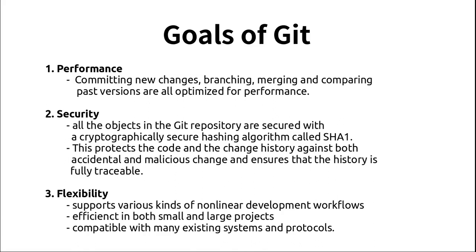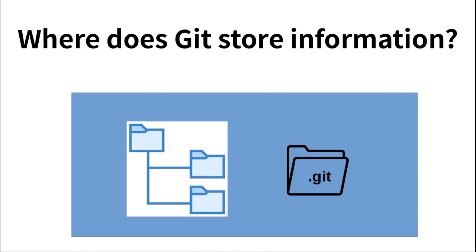So these are the three fundamental goals of Git, or the fundamental goals of any version control system. So we are done with them. Now the question comes, how does Git look? Where does Git store your information?